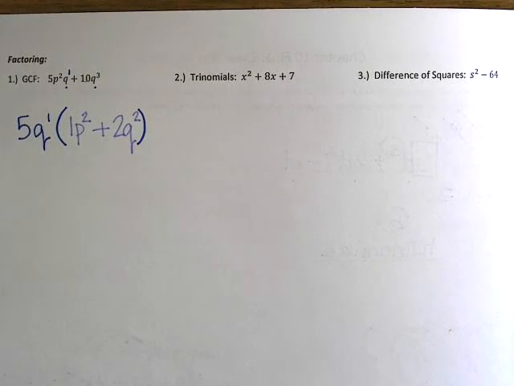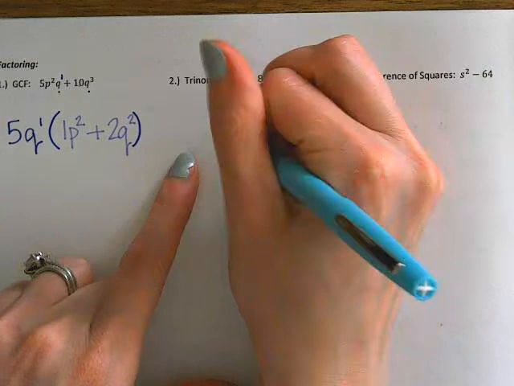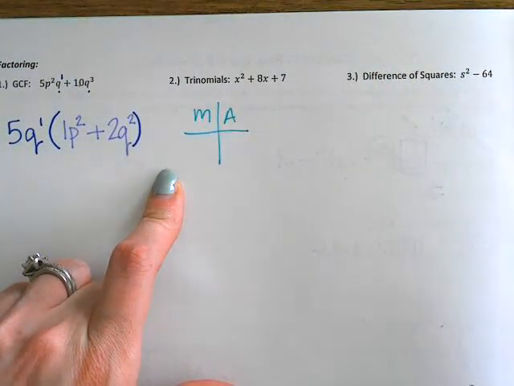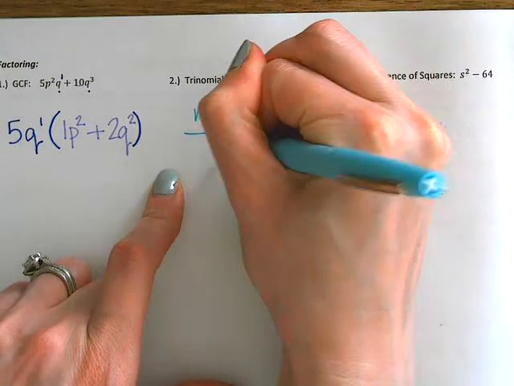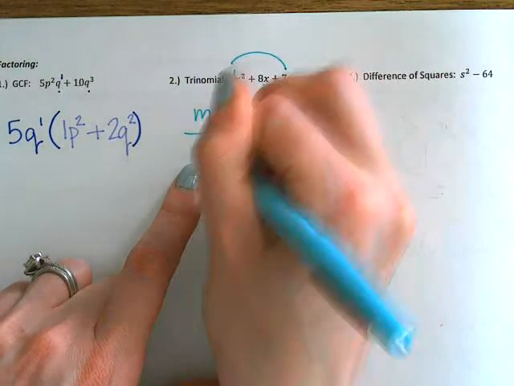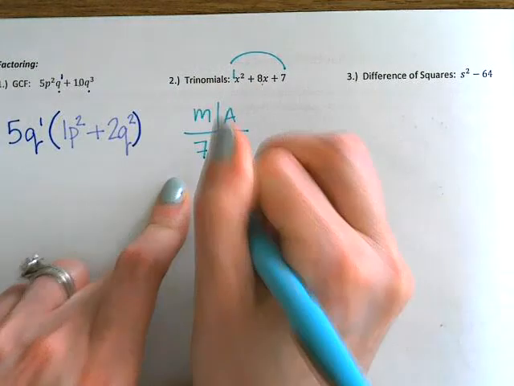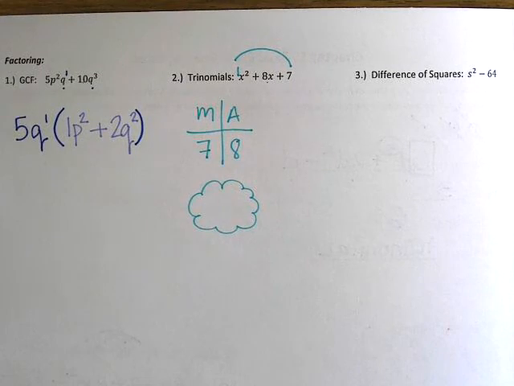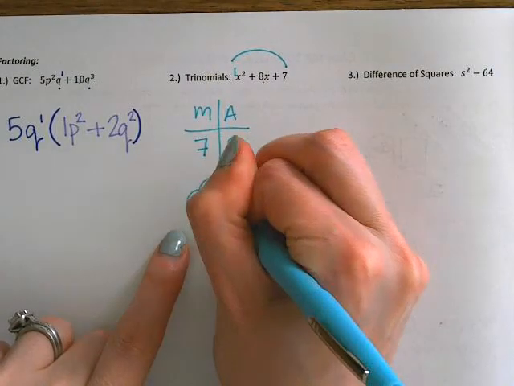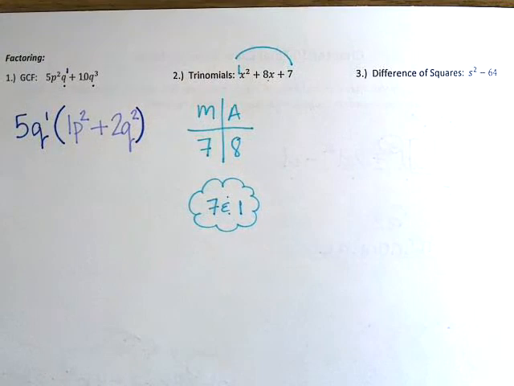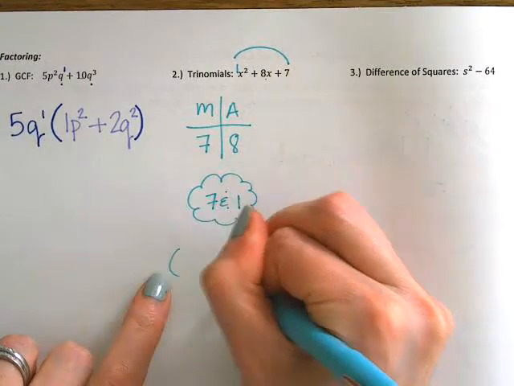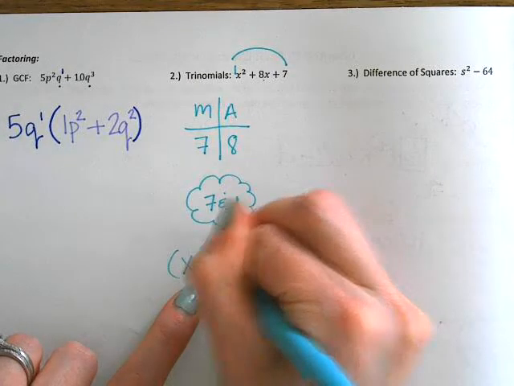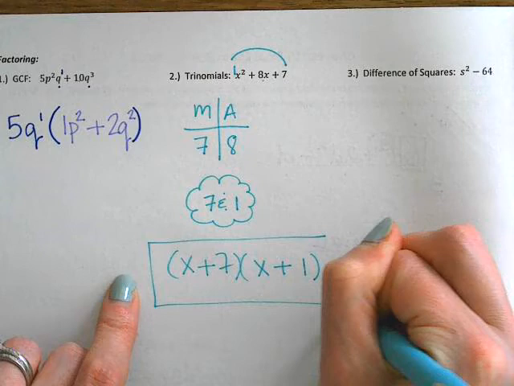All right, number 2, when it's a trinomial, remember we did the MA table. We got to find two numbers that add to 8 but multiply to 7. All right, so what are those two numbers? Multiplies to 7, adds to 8. It's going to be 7 and 1. So when you factor, we know it's got to be x and x, and then it's going to be plus 7 and plus 1. That's it.